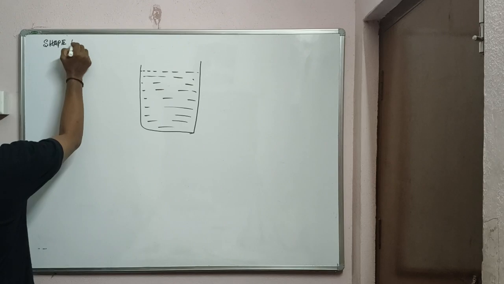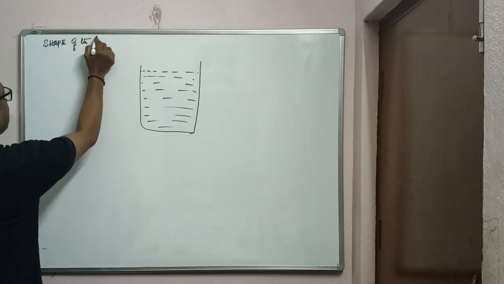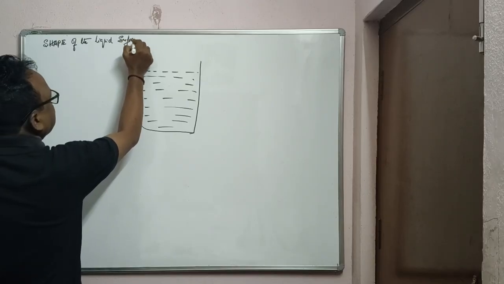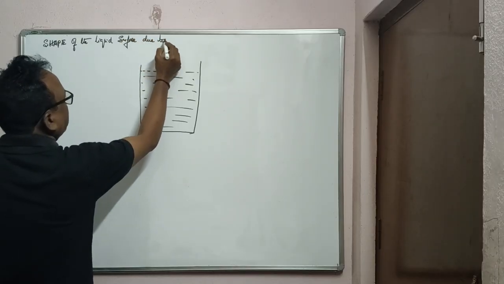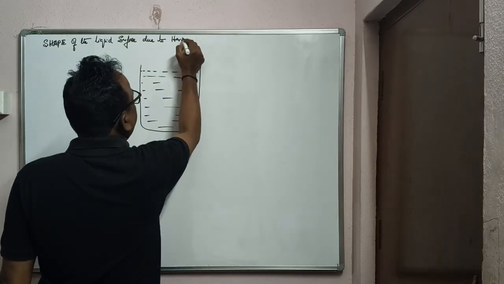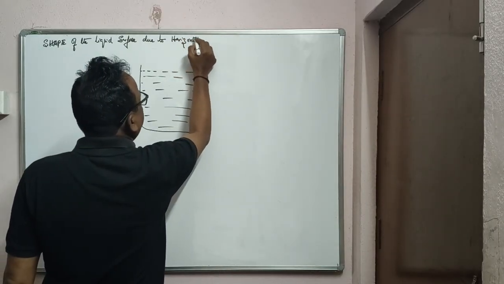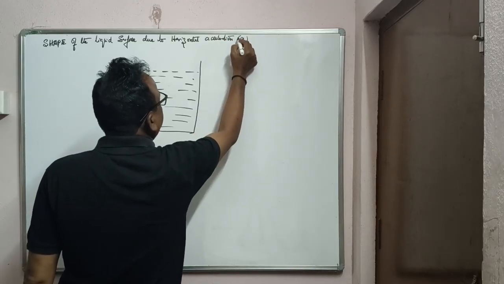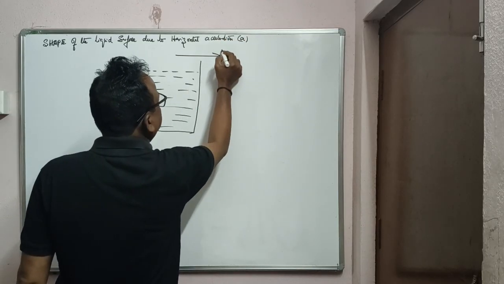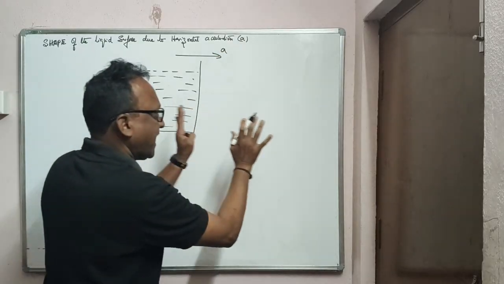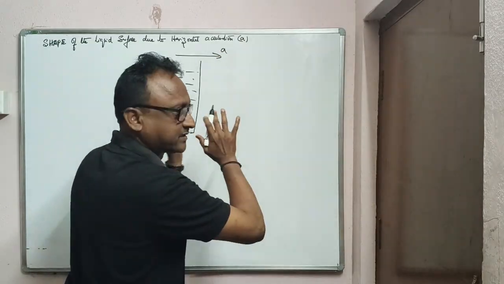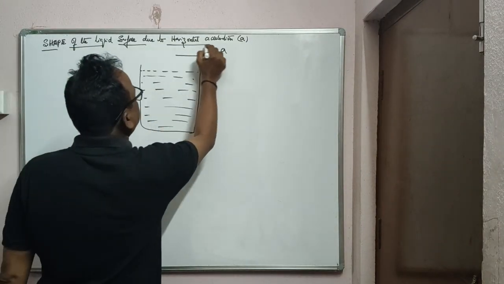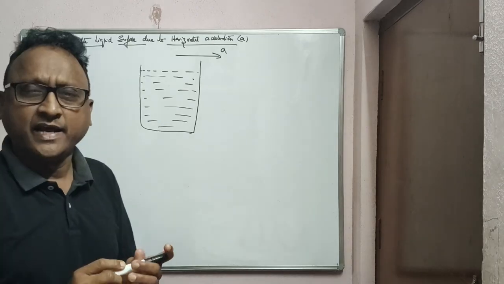Shape of the liquid surface due to horizontal acceleration a. Suppose this tank is going in this fashion with acceleration in this direction. Now what will be the shape? Okay? That is what we are trying to find out now.